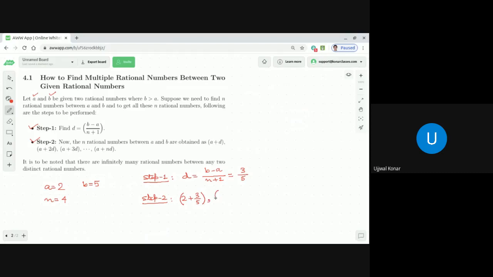Then 2 plus 2 into 3 by 5. That is the second rational number. Then 2 plus 3 into 3 by 5. Correct? And the last one is 2 plus 4 into 3 by 5. I'm sorry, the last one should be 2 plus 4 into 3 by 5.